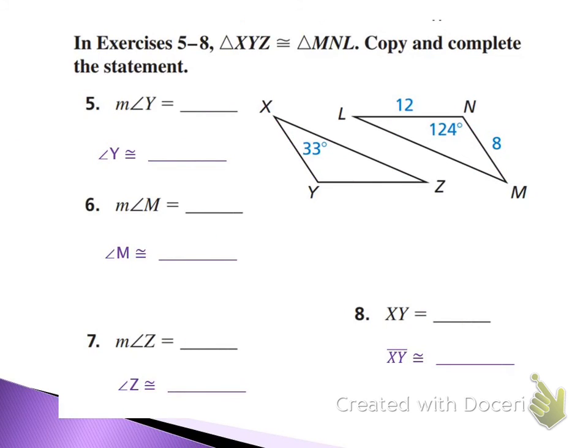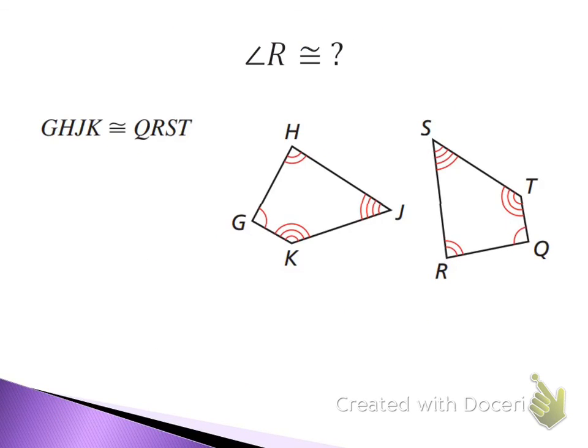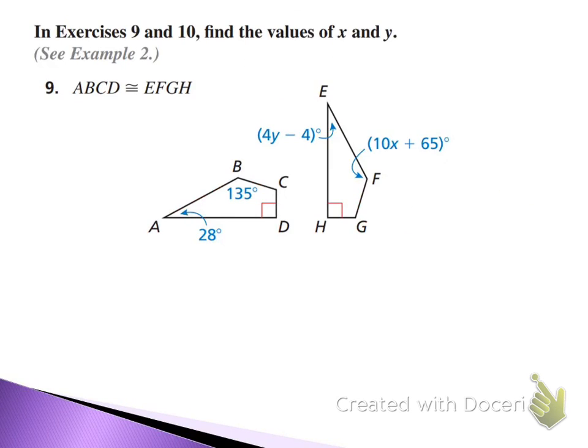These next few go quicker, so let's answer them. Angle R is congruent to blank. Good. Angle R, you can look at this two ways. Angle R is the second letter, right? What else is the second letter? Angle H. Or how many arcs does R have? 2, and H has 2. Next question. This is the last one we do before going to lunch.